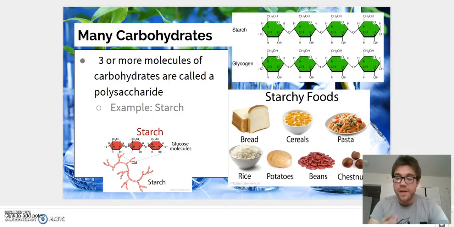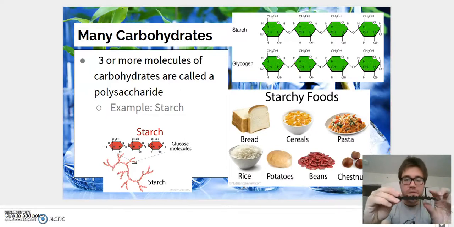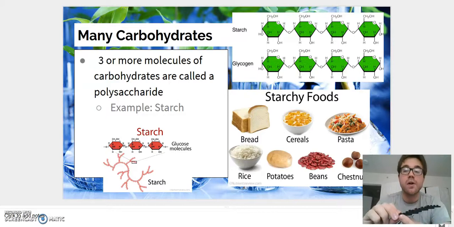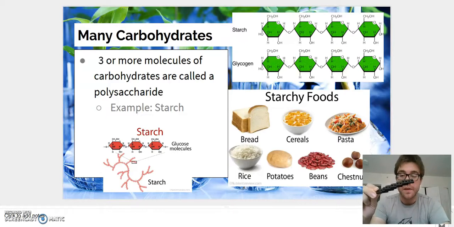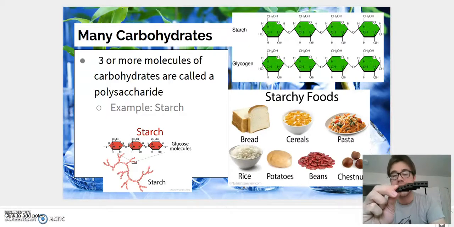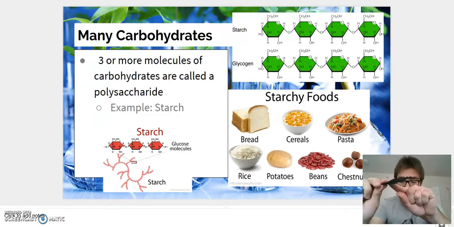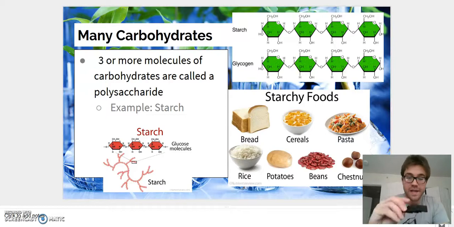And finally, we have a polysaccharide. If we look at our carbohydrate here, we have our monosaccharides all in a row that make up a whole carbohydrate. If we wanted to name a carbohydrate that had 3 or more pieces, we call it a polysaccharide. We could say this is a polysaccharide because it has 1, 2, 3, 4 pieces. Anything that has 3 or more sugar molecules is a polysaccharide.